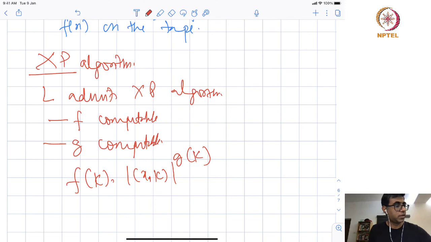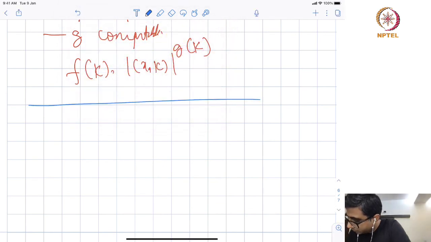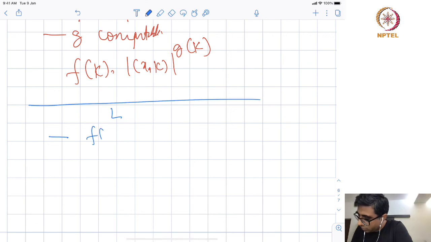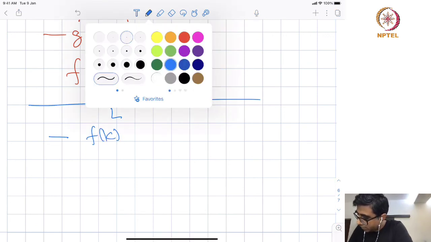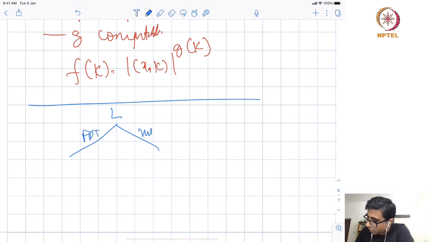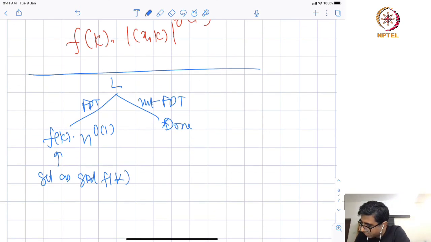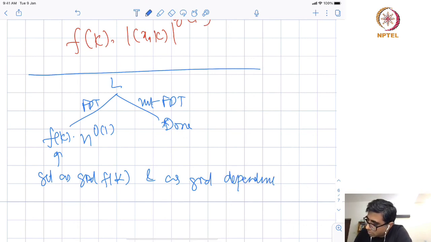Now that we have defined everything formally, given a problem L, what will we show? The flow of research is very simple: given an L, FPT or not FPT, done. FPT means an f of k times n to the power big O of 1 algorithm. We want as good an f of k as possible, and as good a dependence on input size as possible.